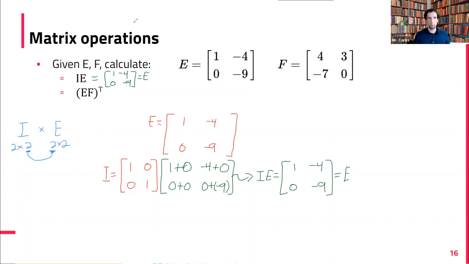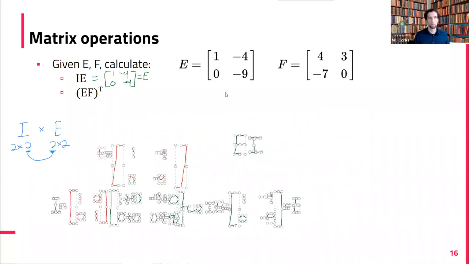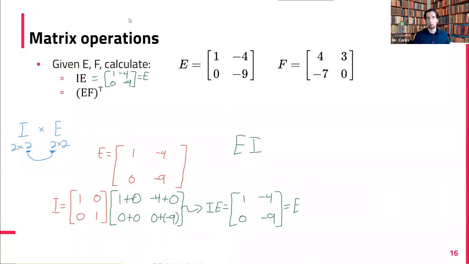So I'll talk a little more about this and some theory to this. What do you think would happen if we did E times I, if we reversed this? Still multiplication, but in the other order. What would our result be? Isn't it still the same? It would still be the same.